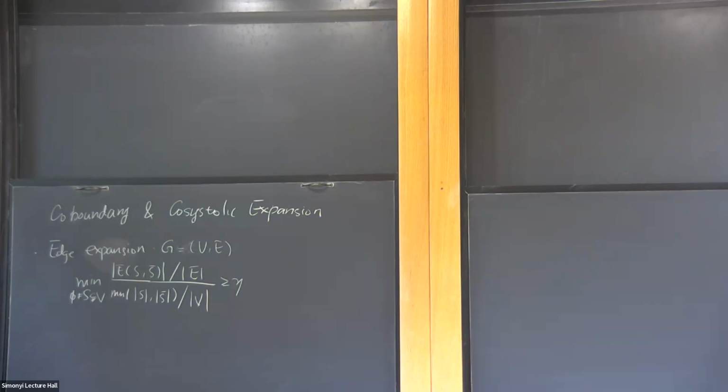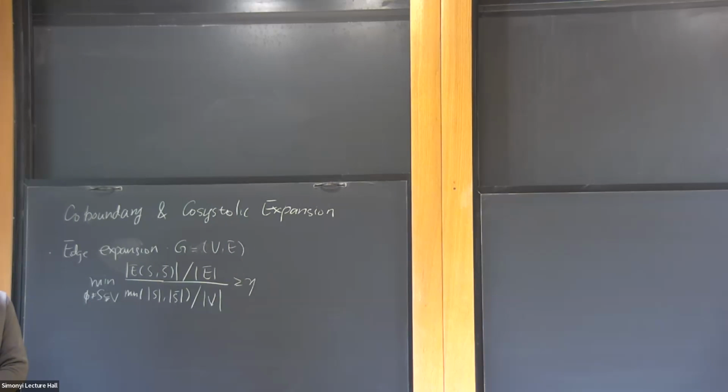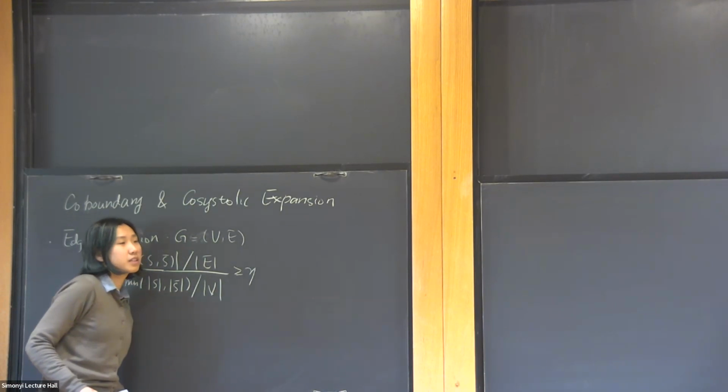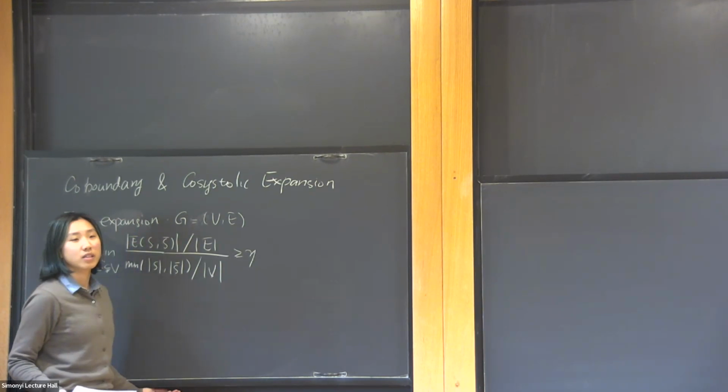Cool. Thanks. So today I'm going to talk about coboundary and cosystolic expansion. As Avi was saying, this is a generalization of expanders to simplicial complexes. Many of you may have been at Yotam's talk a couple of weeks back, where he talked about the spectral generalization of high-dimensional expanders. Today's notion is actually different and not really equivalent, so keep that in mind. This more specifically generalizes edge expansion instead of spectral expansion.